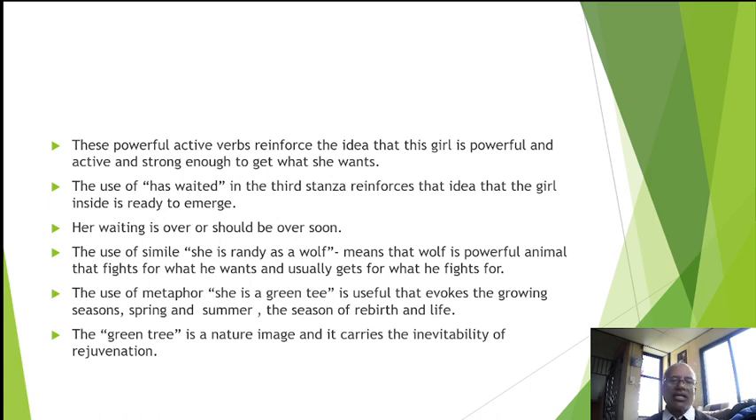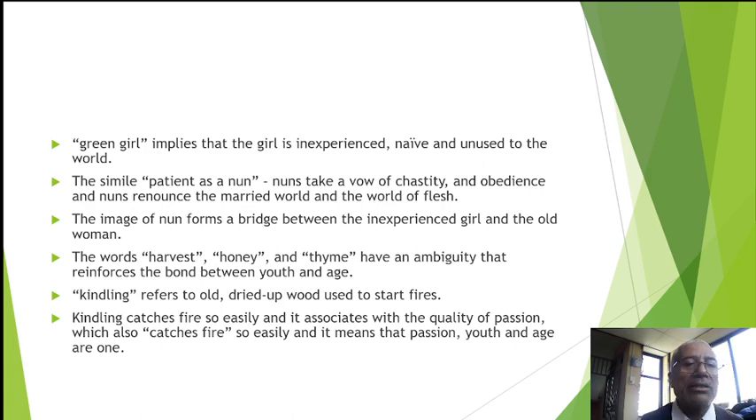Okay, the green tree is a nature image again. This is the image of nature. It carries the inevitability of rejuvenation, meaning inevitability of enjoyment. Okay, that is what is given with the use of the language. "Green girl" implies that the girl is inexperienced. She is not an experienced one. She is inexperienced now, right? And then "naive" means very young, and at the same time unused to being wild. That girl is unused. She's so strong, so powerful, and she's unused. Maybe she's a virgin girl, right? That type of concept is given there, right? Virgin girls, the virgin concept of the girl in sexuality, right?